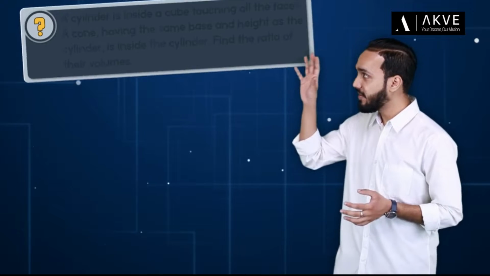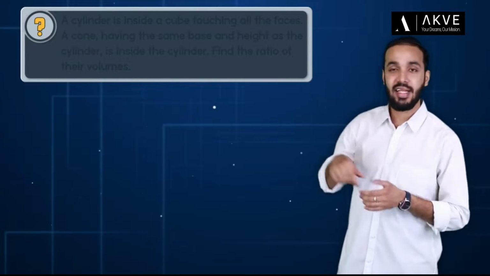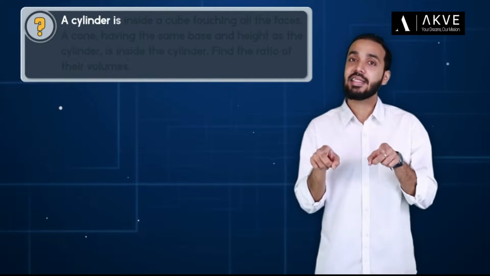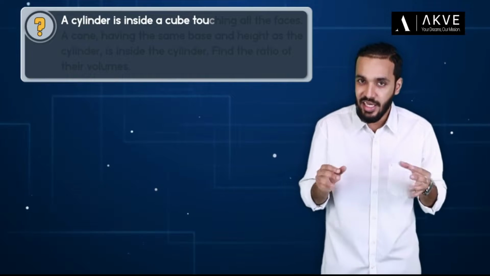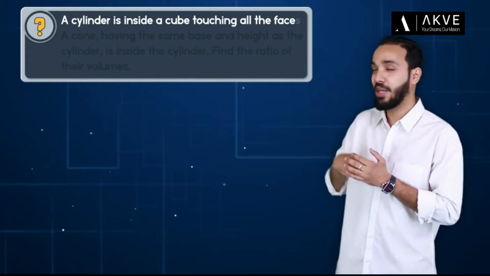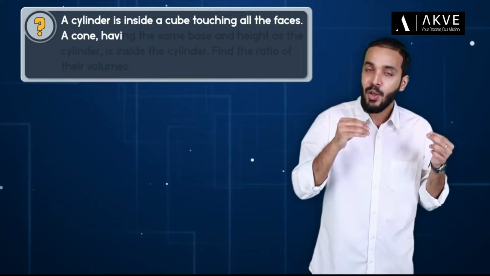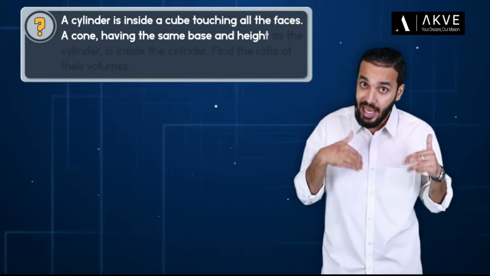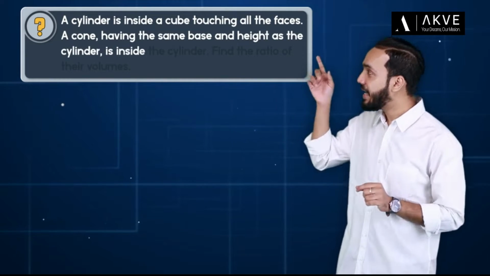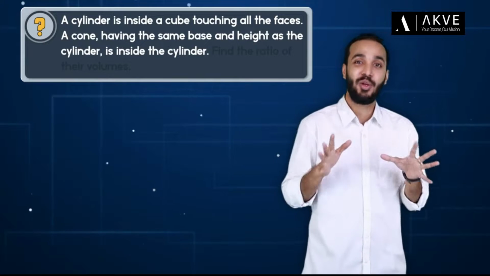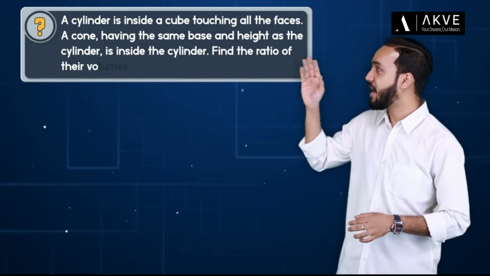Done? Great! You seem prepared for this one. So, let's not waste time and begin solving. Here's the first question. It states that a cylinder is inside a cube touching all the faces of the cube, and a cone with the same base and height as the cylinder is inside the cylinder. All we have to do is find the ratio of their volumes.